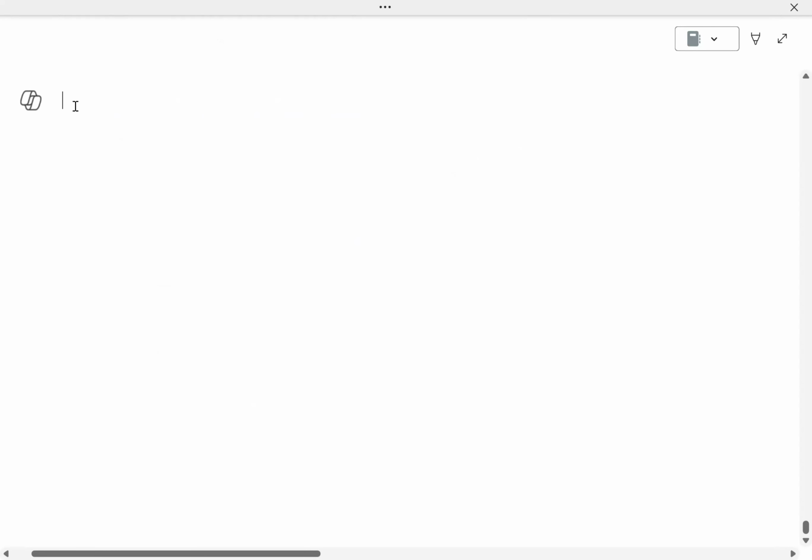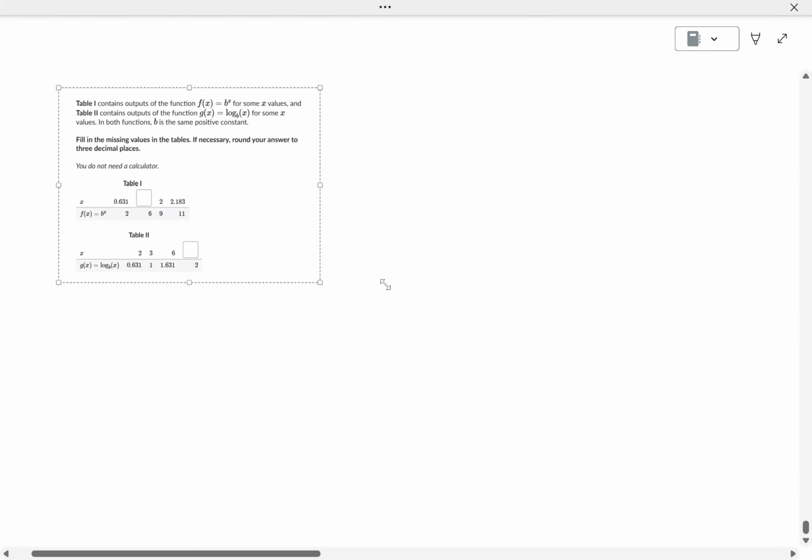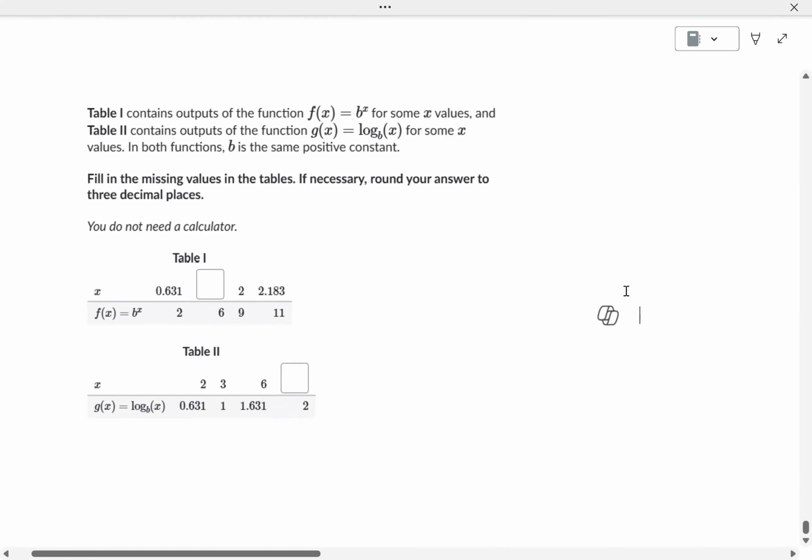So sometimes they tell us these values in a table, and what it wants us to notice from this problem is that if we have an exponential function written as an exponent, the inverse function is the logarithm. So we'll take a look at this here. It says y is 6, what is x when y is 6? Well, we're going to look at the logarithmic function and figure out what happens when x is 6? What is y? It's 1.631.